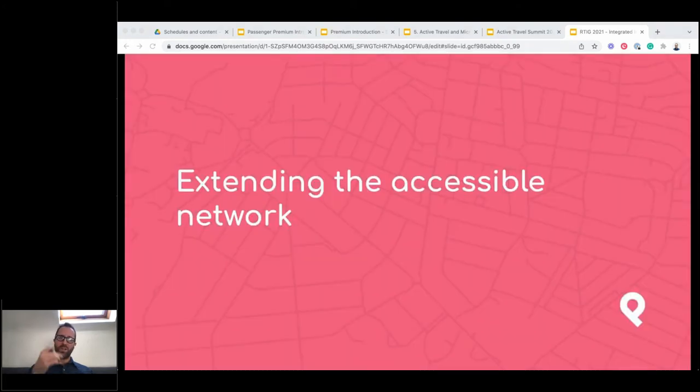And we started to really think about how walking was extending the network, and how other things like cycling and the more recent addition of scooters were really ways to extend the accessible network for users.